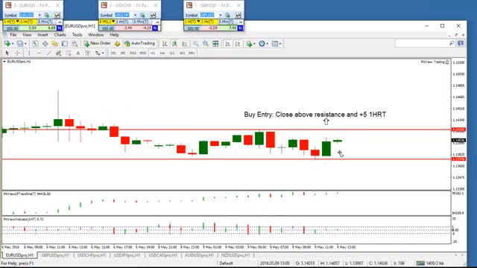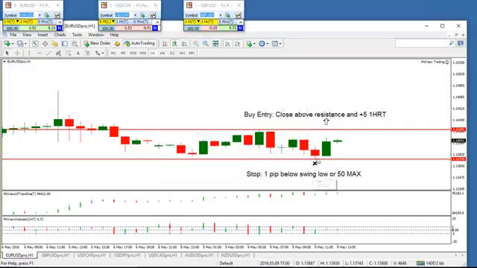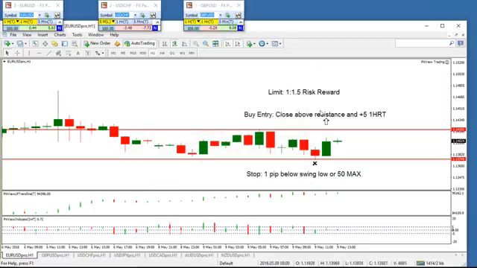The stop right in through here. If you look at it, you can put it below the swing low and probably still be in pretty good shape. Putting your stop 1 pip below the swing low, or 50 max. And if we do get volatility to break out to the upside, or any type of dollar weakness, let's continue looking for those 1-to-1, 1-to-1.5 risk rewards.